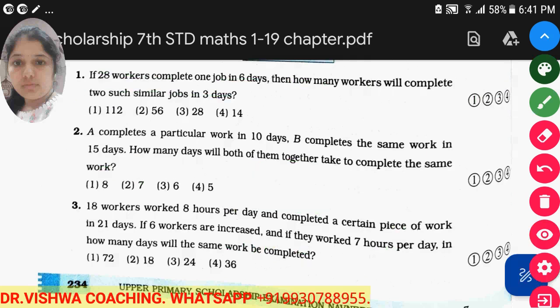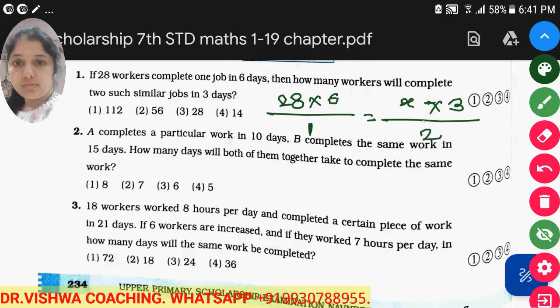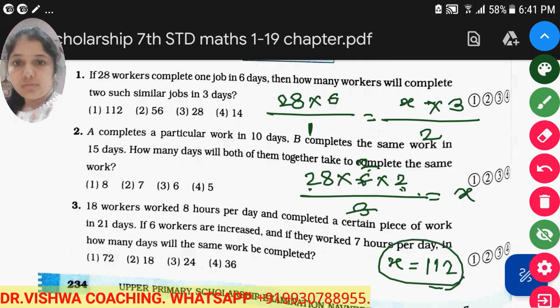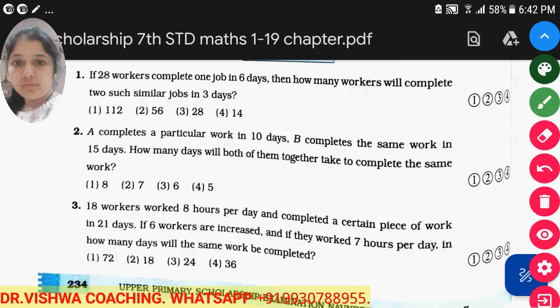Okay, I will explain it again. Suppose 28 workers in 6 days do one work, so how many workers, say X, do the work in 3 days, when 2 works must be done by them. Just cross multiply and solve the equation. 28 into 6 into 2 upon 3 is equal to X. 3 twos are 6, 2 twos are 4, 28 fours become 112. So 112 workers will be required to complete two such jobs in 3 days.